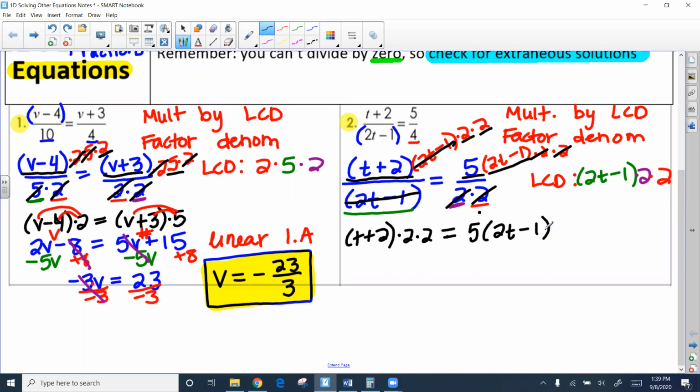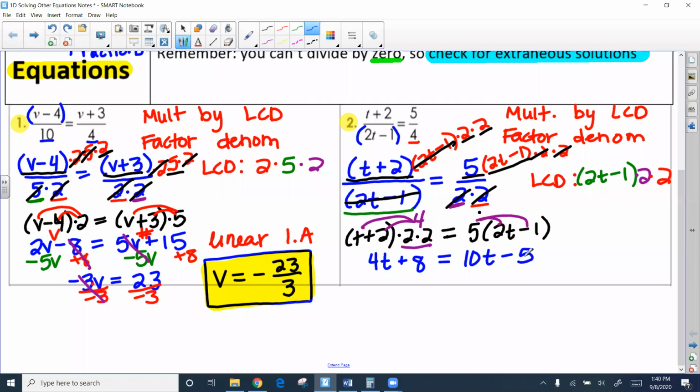So that's what it looks like after I get rid of the fractions. I have t plus 2 times 2 times 2 on the left equals 5 times 2t minus 1 on the right. Now I need to simplify both sides. So on the left side, the easiest way to simplify this is I want to multiply those together first. 2 times 2 is 4. And then I'm going to distribute the 4. So on the left side, we end up with 4t plus 8. Then we have the equal sign. And on the right side, I'm going to distribute the 5. And so we end up with 10t minus 5.